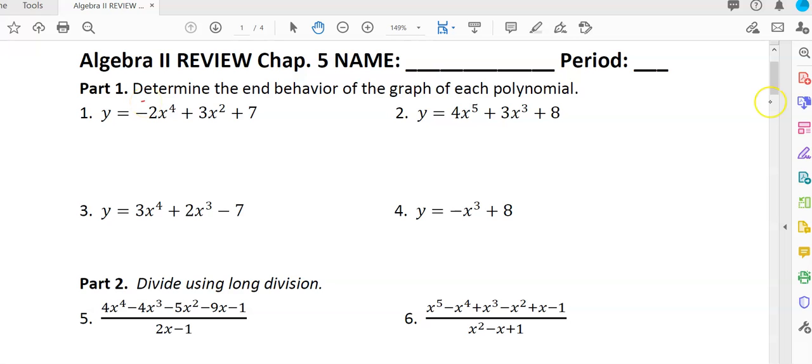Okay, so let's do some end behavior. First term is negative and it has an even power, so it's going to look like that. That's going to be down, down.